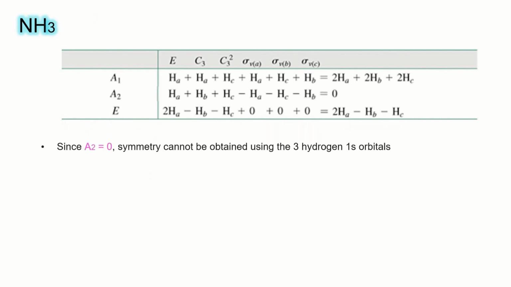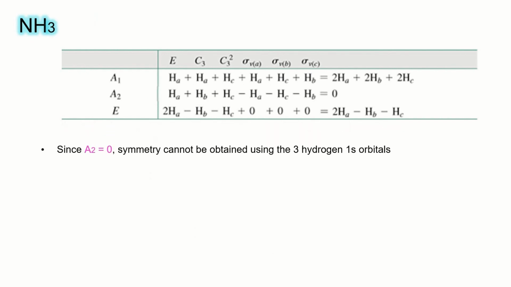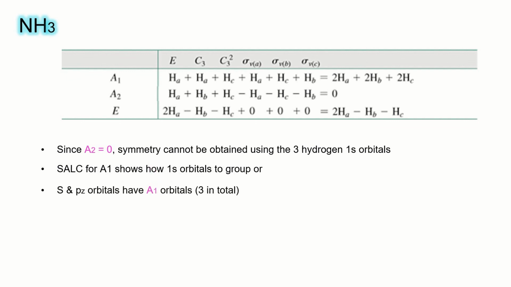Since the result for A2 turned out to be 0, group orbitals of this symmetry cannot be obtained using the 3 hydrogen 1s orbitals. The SALC for A1 shows that each 1s orbital contributes equally to this group orbital, but this is not the case with E. The s and pz orbitals of nitrogen both have A1 symmetry, and the pair px and py has E symmetry. The nitrogen s and pz orbitals combine with the hydrogen A1 group orbital to give 3 A1 orbitals: one bonding, one non-bonding, and one anti-bonding.